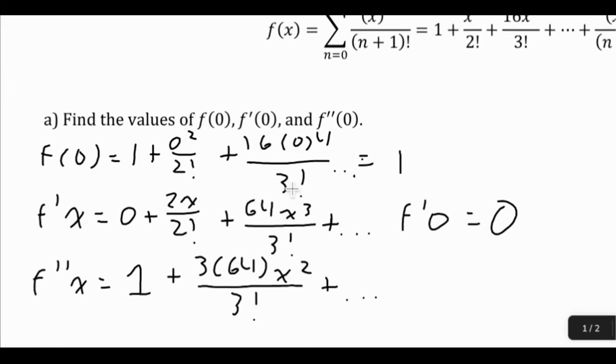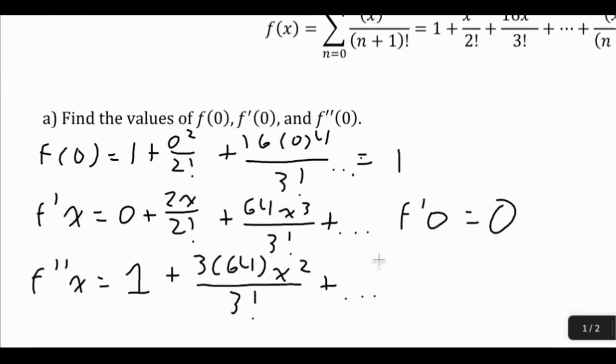And again, it's a very similar thing. If we just plug in a 0, all of these subsequent terms are going to have an x term, where plugging in a 0 will cancel everything out, and we'll just be left with 1.